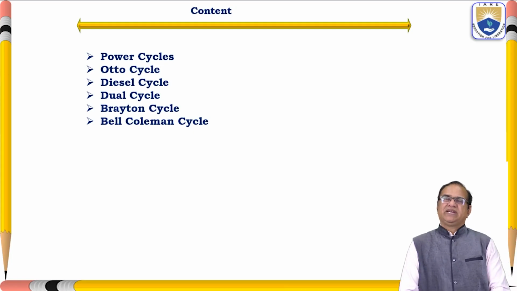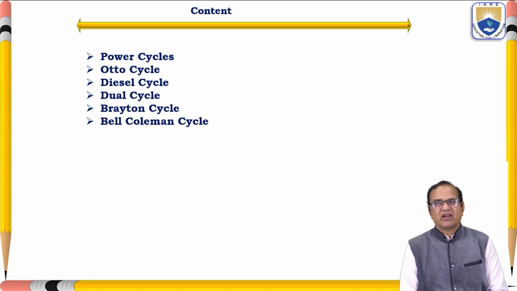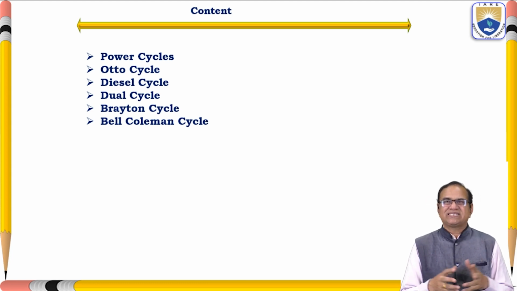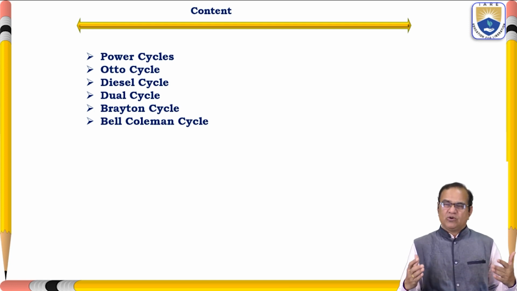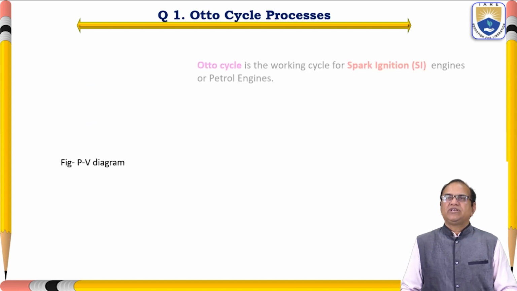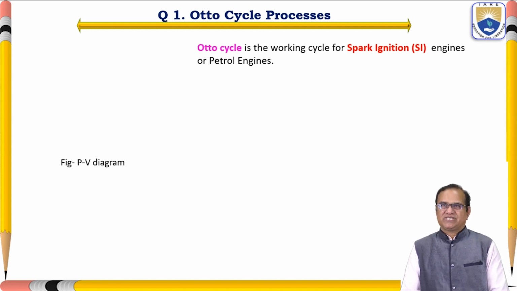In this, I will be discussing power cycles: Otto cycle, Diesel cycle, Dual cycle, Brayton cycle, and the Bell-Coleman cycle. As per our syllabus, we have these 6 cycles, and I will be discussing all of them. I will take some questions from each one and then explain. So the first question is on the Otto cycle. What is the Otto cycle and its processes?